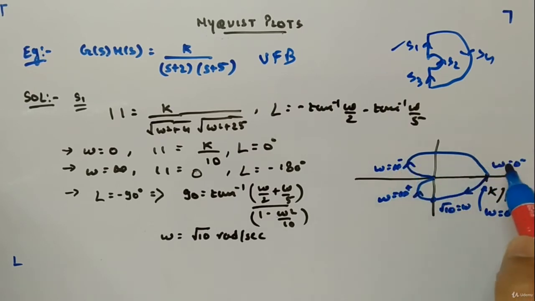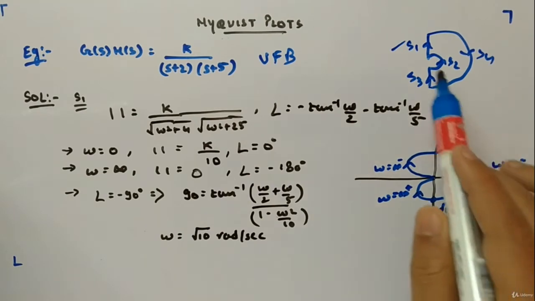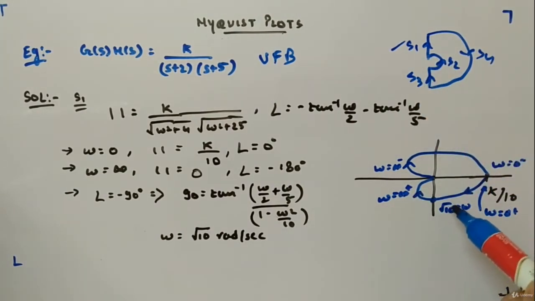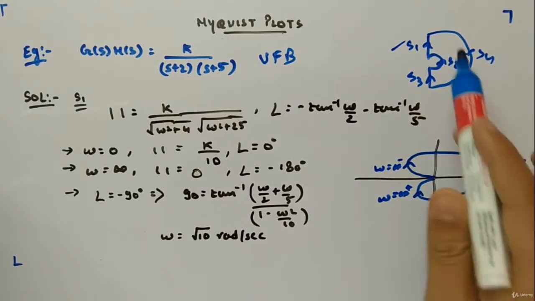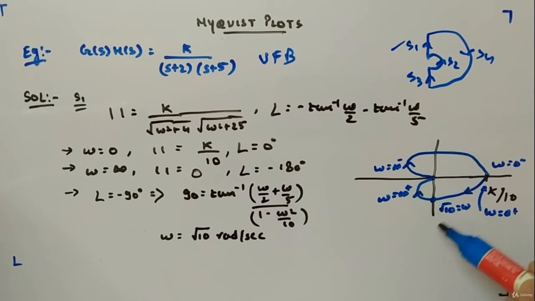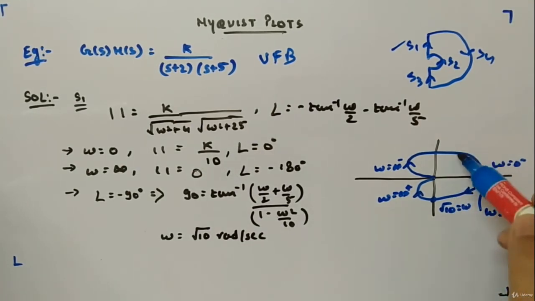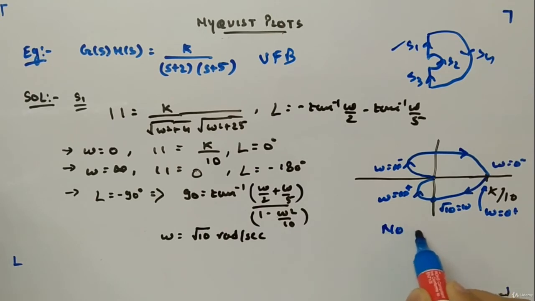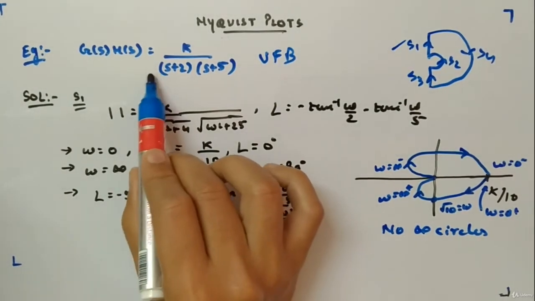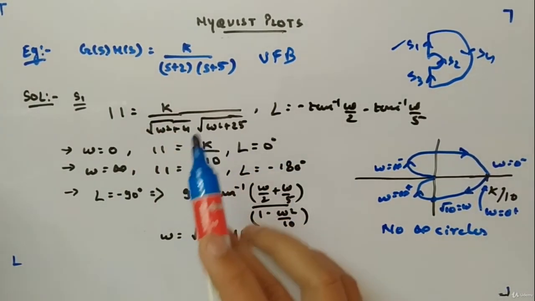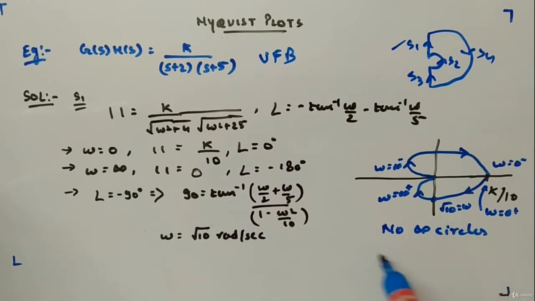So from infinite⁻ to 0⁻, then 0⁻ to 0⁺, then 0⁺ to infinite⁺, and infinite⁺ to infinite⁻. You can see that in this case the Nyquist plot does not have infinite circles. It's a type 0 system, so that is the reason you don't have any infinite circle, and this is how the Nyquist plot will look for this system.